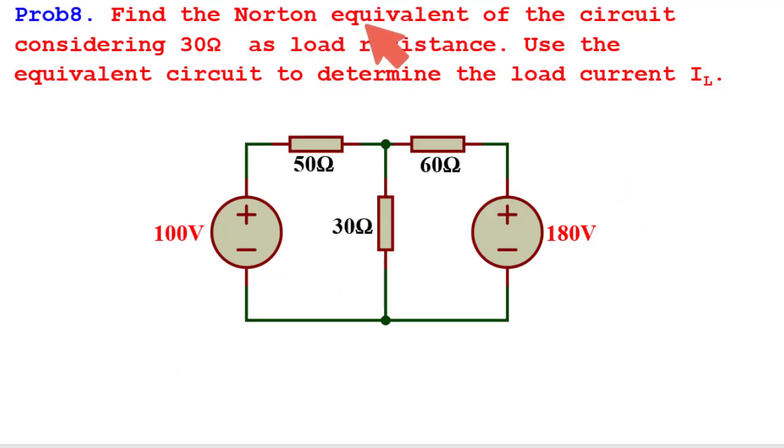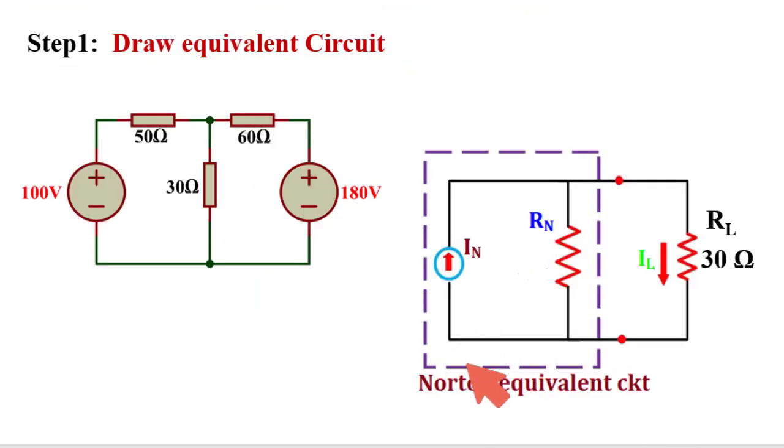Problem number 8, find the Norton equivalent of the circuit considering 30 ohm as the load. So this is the load resistance. Use the equivalent circuit to determine the load current. So I need to find out the current through this 30 ohm resistance using Norton's theorem. First step is to draw the equivalent circuit. This is Norton current, Norton resistance is parallel, and 30 ohm load resistance.